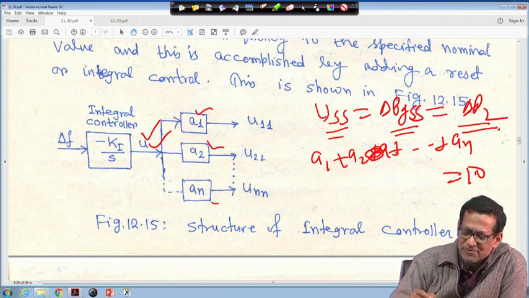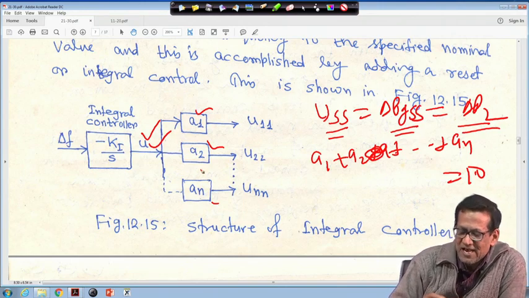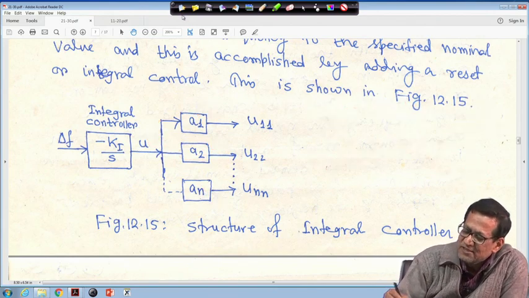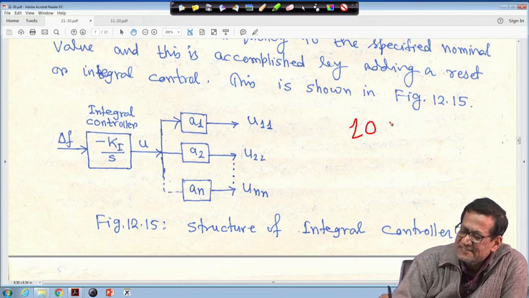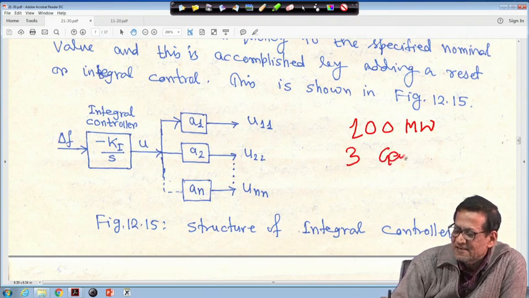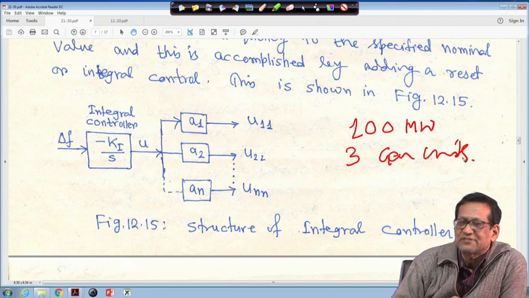So, suppose you have n number of units and you have to decide which generator will generate how much. For example, suppose my load demand has increased by 100 megawatt. Suppose I have 3 generating units.